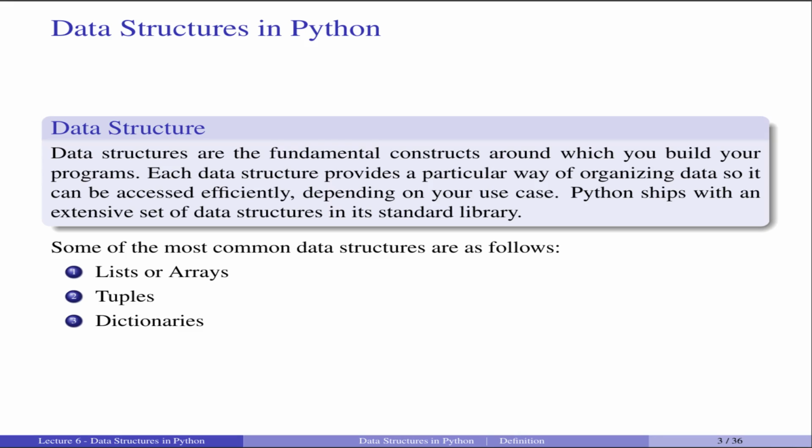Okay, so Python ships with an extensive set of data structures in its standard library. The most common data structures in Python are lists or arrays. The second one is tuples, and the third one is called dictionaries. Okay, so we will see each of them, their examples, and how to use them, how to access them, or how to modify them.